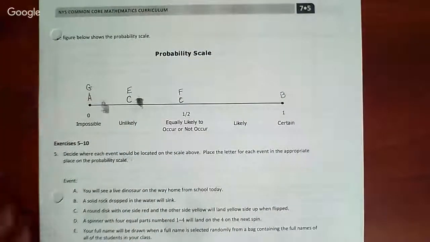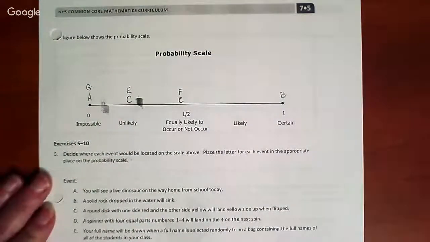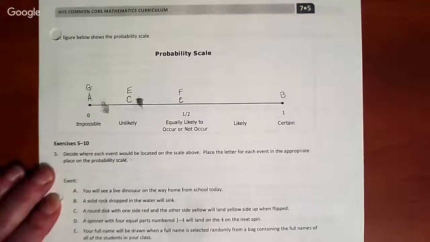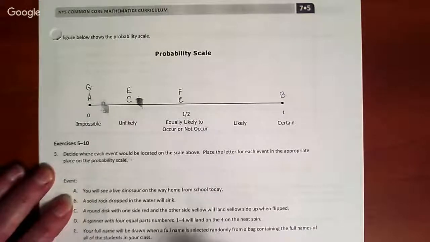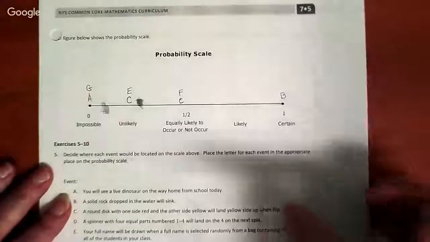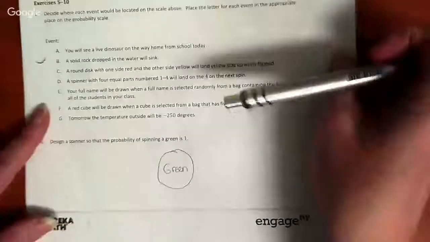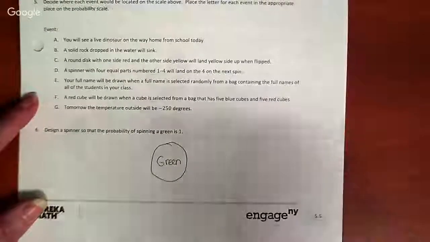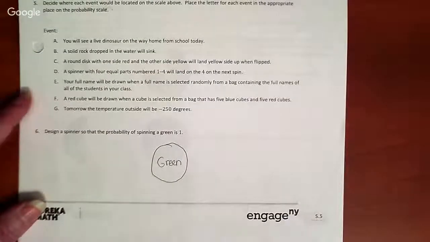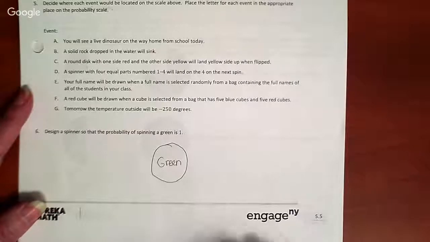Okay. So next it says design a spinner so that the probability of spinning a green is 1. So all you have to do is draw a circle and write green. Because you want the whole thing to be green, because you want nothing else there. Okay?